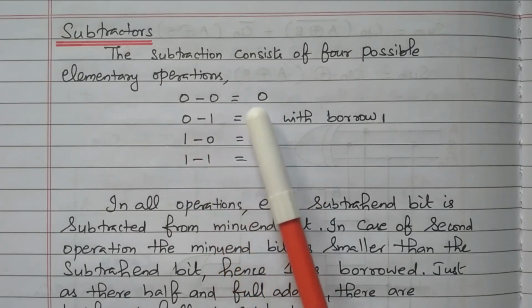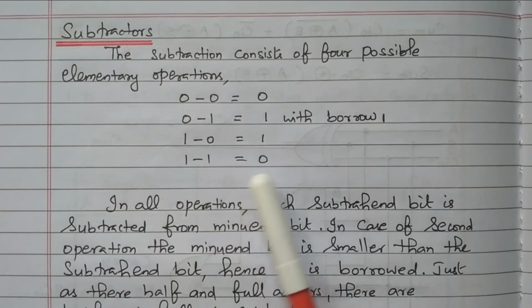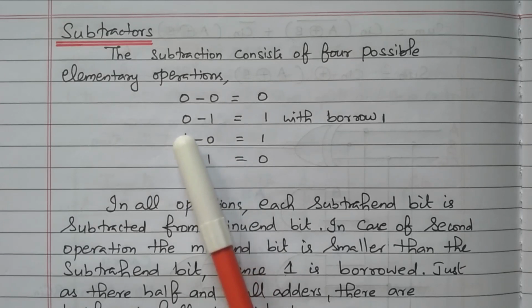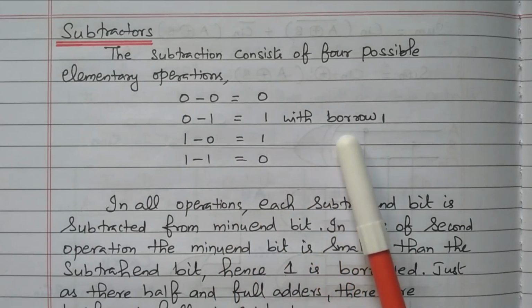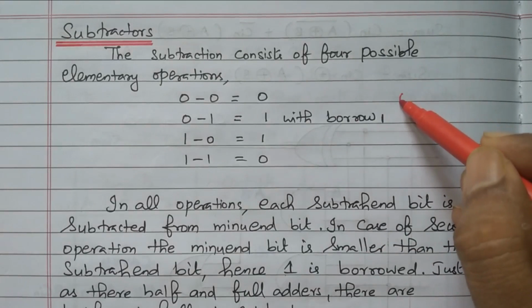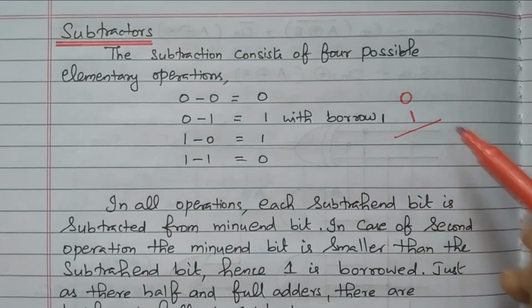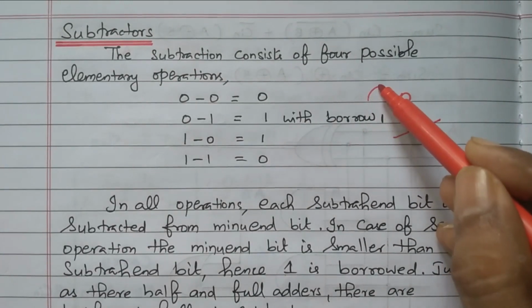0 minus 0 is 0 only. 1 minus 0 is 1. 1 minus 1 is 0. That is very simple. But the second one, 0 minus 1: the first number is smaller and the second number is bigger. In that case, we can go for a borrow. We need to borrow the number from the previous digit. The first number is 0, the second number is 1, and we need to subtract, so it is not possible. We need to borrow 1 from the previous digit.